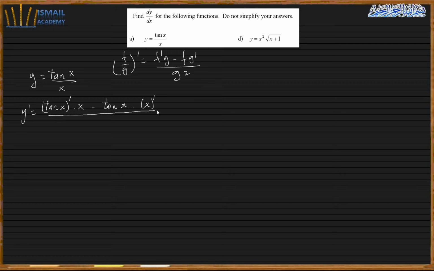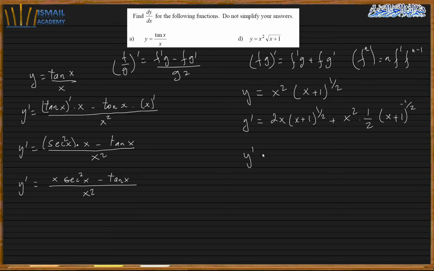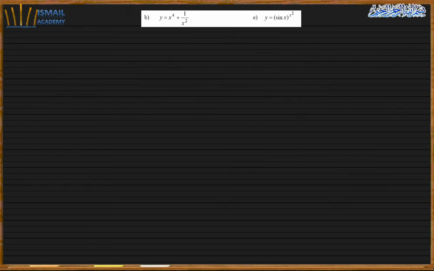With the 1 minus 1, which is minus half. Now I simplify, so y prime will be 2x square root of x plus 1 plus, and here is going to be x squared over 2 square root of x plus 1. So they don't ask me to simplify, so I will leave it like it is. If they ask me to simplify, I will multiply both sides by the denominator in order for me not to have square root on the denominator.